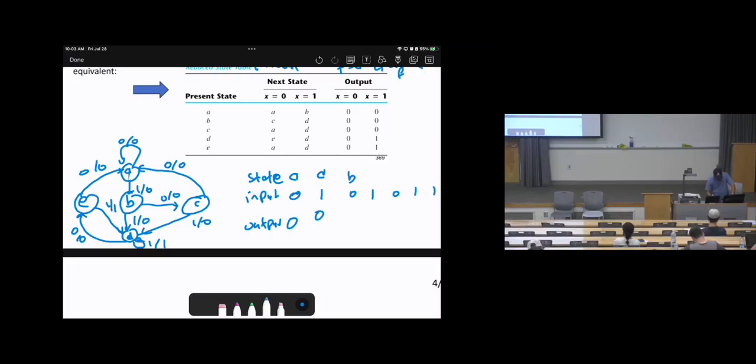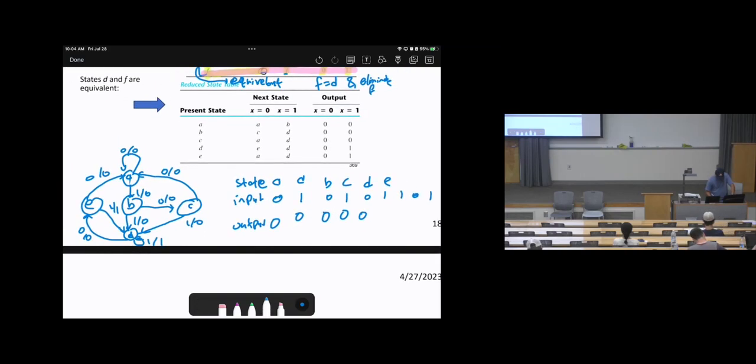Now B, the input is 0. We will go to C and the output is 0. C, input is 1, we will go to D and the output is 0. Now D, the input is 0. We will go to E, the output is 0.